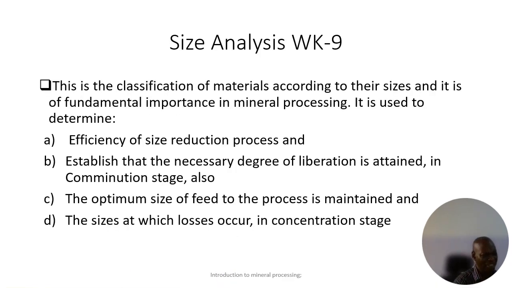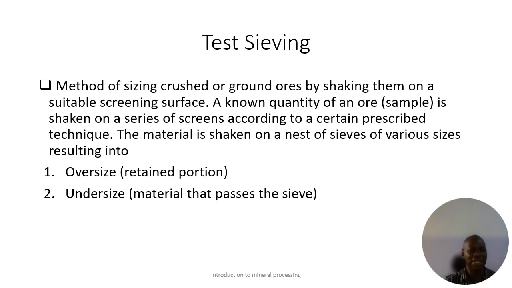Sieve analysis, or size analysis, is the classification of materials according to their sizes, and it's of fundamental importance in mineral processing. It's used to determine the efficiency of the size reduction process, establish the necessary degree of liberation as attained in the comminution stage, maintain the optimal size of the feed to the process, and find the size at which losses occur in concentration. The testing of sieving: the method of sieving crushed and ground ore is by shaking it on a suitable screen surface. A known quantity of ore is shaken in a series of screens according to a certain prescribed technique. The material is shaken in the nest of sieves, resulting in either oversize or undersize.